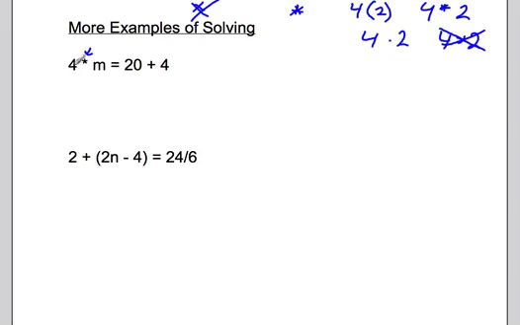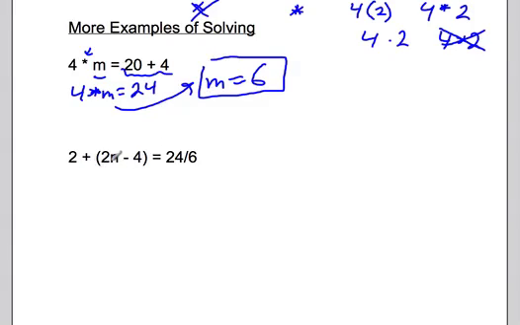So 4 times a number m equals 20 plus 4. We can simplify this a bit by just writing this as 24, right? So basically 4 times a number equals 24. What does that number have to be? That number has to be 6. That's your solution.